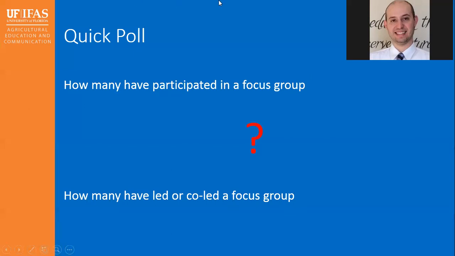So real quick, we've got a poll that I'll have you complete, just trying to get an understanding of your engagement with focus groups. Question one, how many have participated in a focus group, and how many have led or co-led a focus group? So if you just take a couple seconds to answer those, just get an understanding of what your engagement is or has been with focus groups.